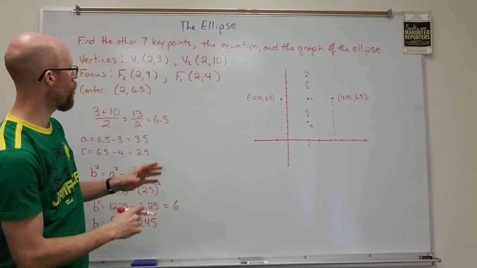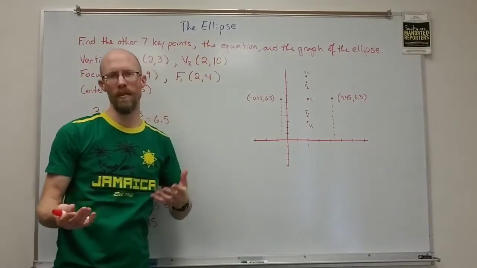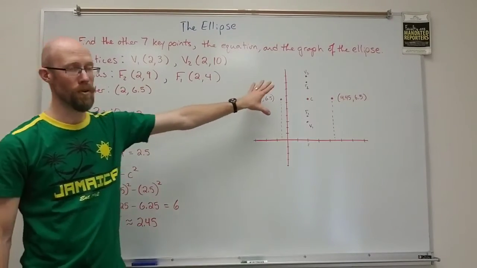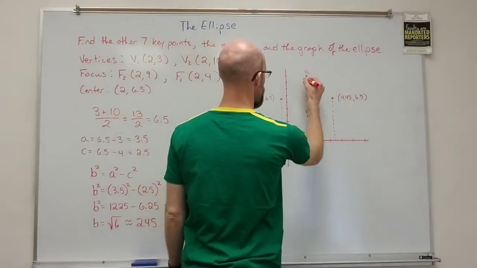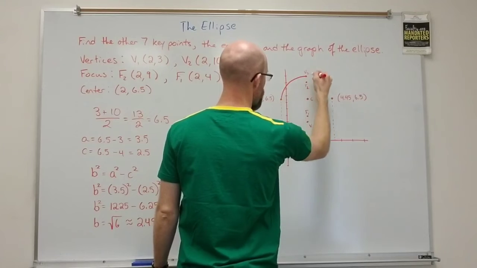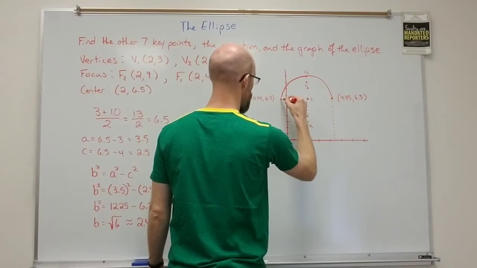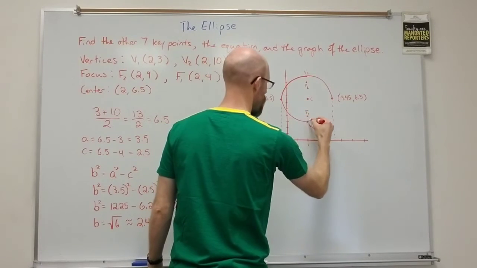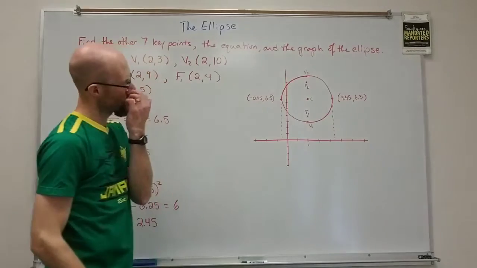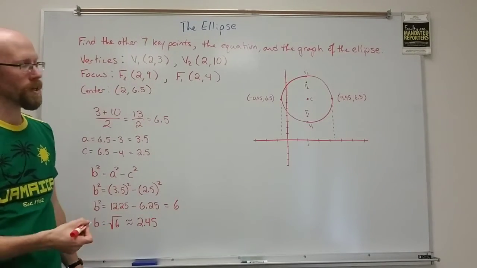And so I found all 7 points, right? 1, 2, 3, 4, 5, 6, 7 total. I was given 3, I found 4. Now I can plot the graph through those points, right? So I can connect the ends of the axes. All right, that's not too bad. All right. And then I need my equation.